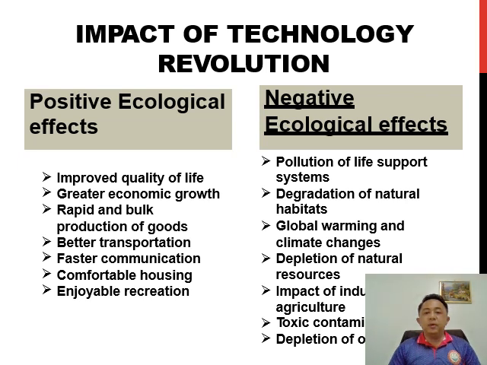So, if there is an advancement in technology, it also means that we are going to utilize resources that will also affect the normal habitat of other organisms. For example, due to mining, there will be displacement and destruction of forest areas, displacement of animals from their natural habitat. Okay.